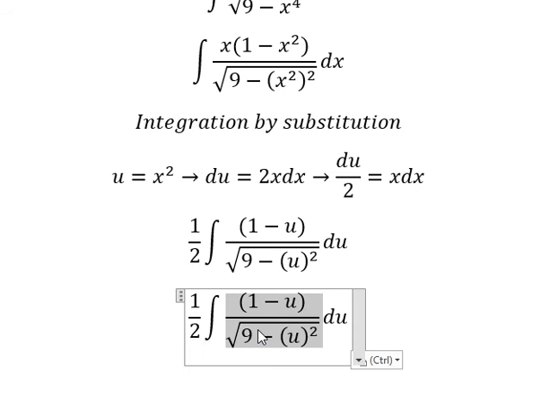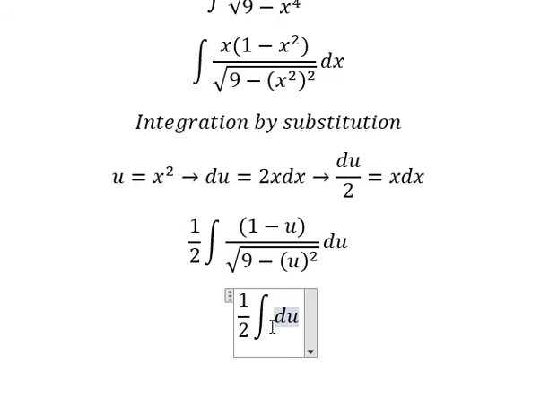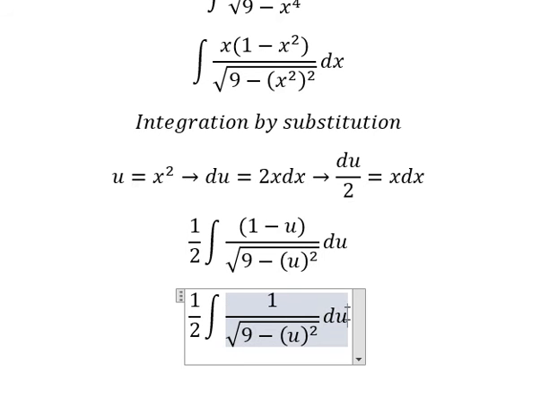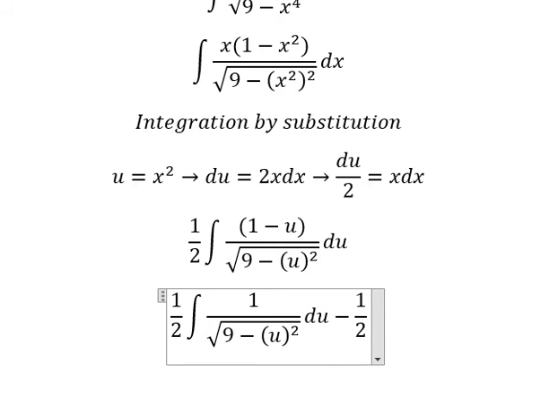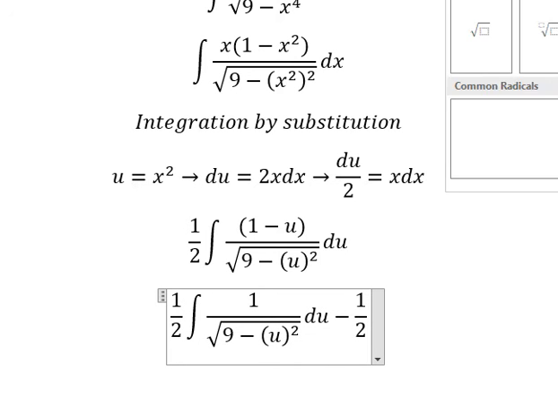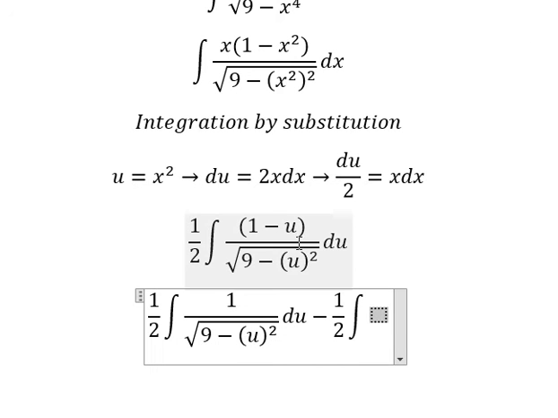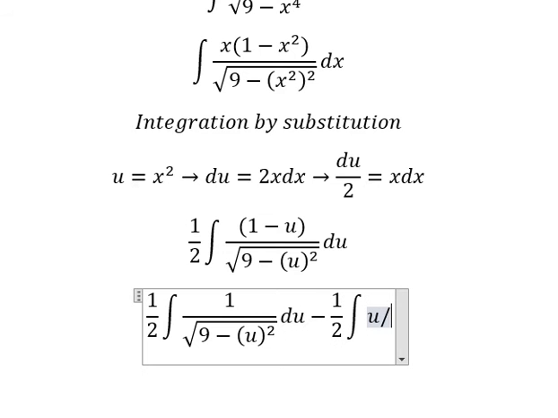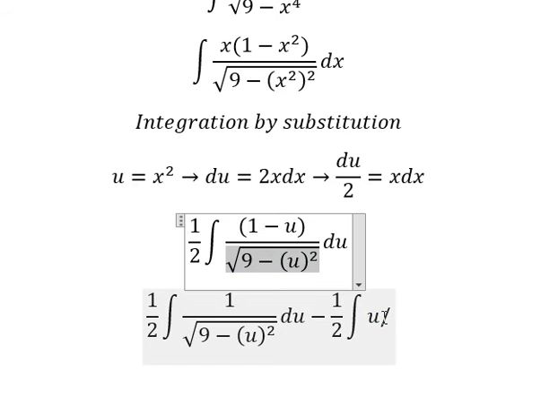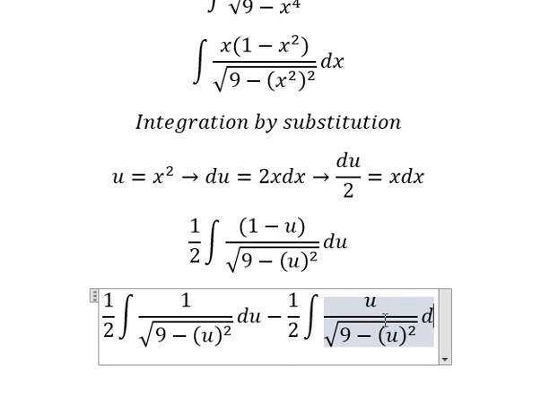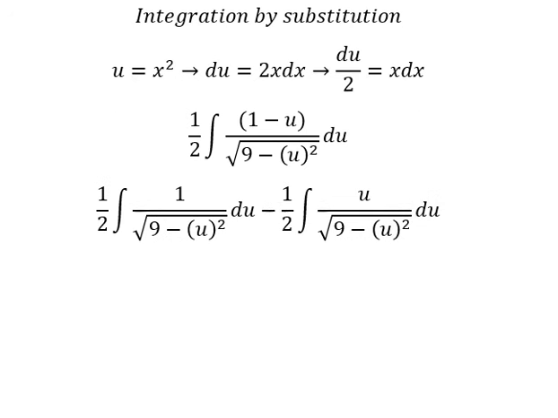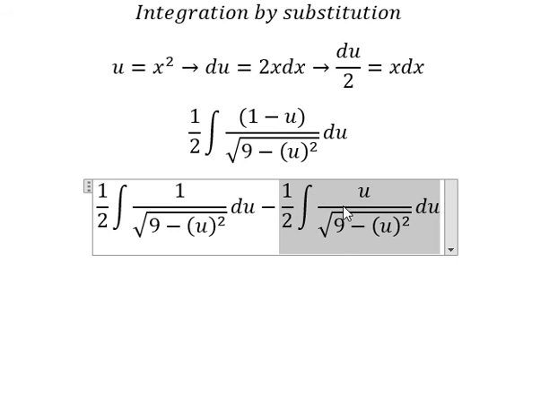So we can create two integrations in here. The first one is about 1 over the square root of 9 minus u squared. And the second one is the integration of u over the square root of 9 minus u squared. Now, I will concentrate on this one only.